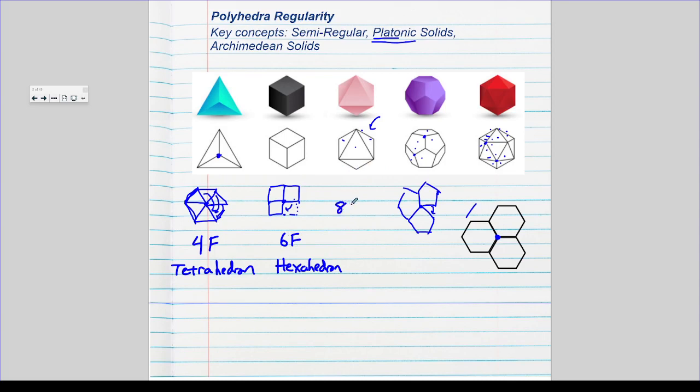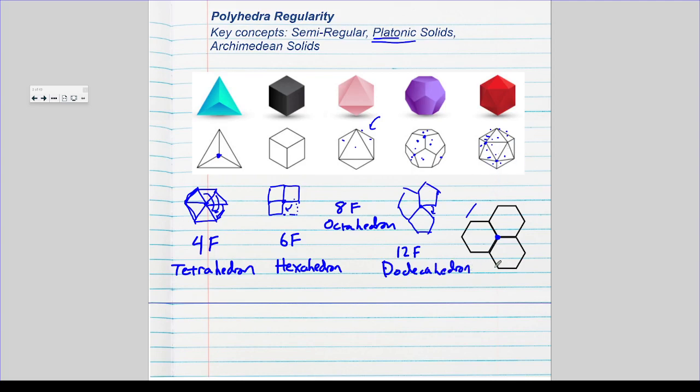This one with 8 faces is called an octahedron because it has 8 faces. This next one has a total of 12 faces. So it has 1, 2, 3, 4, 5, 6, and then 6 around on the back. So this 12-faced shape, just like a 12-sided polygon is a dodecagon, we call this one a dodecahedron.